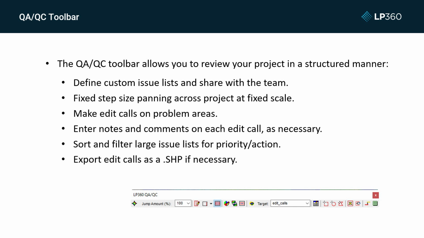Make edit calls, identify areas where there's problems by drawing a rectangle or a circle or a polygon or highlighting that area. Enter some notes and comments on the edit call, and then use our feature analyst tool to be able to sort those, because if you're doing a large project QA/QC, you may end up with very large lists of areas that need some work doing. So we have some tools that let you filter and focus those lists down onto the critical areas or particular types of problems that someone is looking to review.